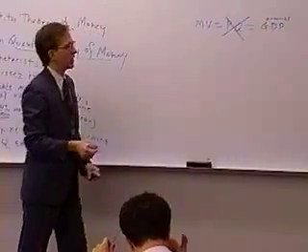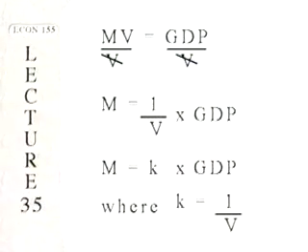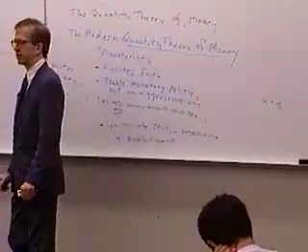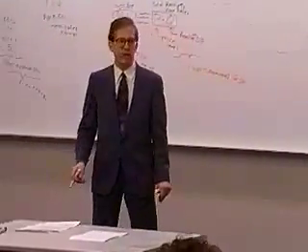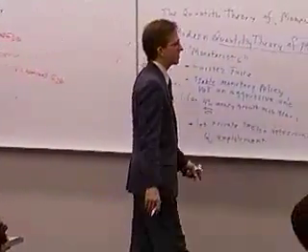Okay, so here's what they do. They say MV equals GDP, and then they divide both sides of this formula by V, and they get this: M equals 1 over V times GDP. That's pretty tame, isn't it? Just rearranging the letters. And then they take out this 1 over V and they put in a K. M equals K times GDP. And that K is equal to 1 over V.